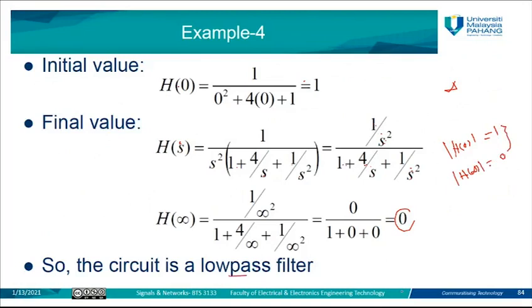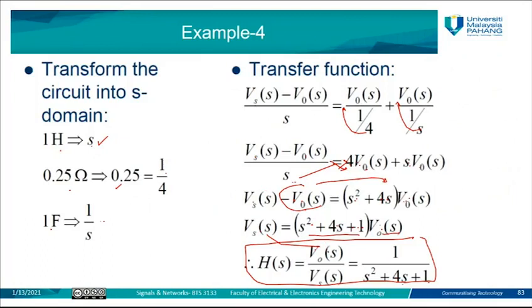Next, we need to calculate the value of the cutoff frequency. Using the same transfer function, we just need to substitute s by j omega, and make the magnitude equal to 1 over root 2, which is the value of the magnitude at omega equal to omega c. Then we solve for omega c to find the value.